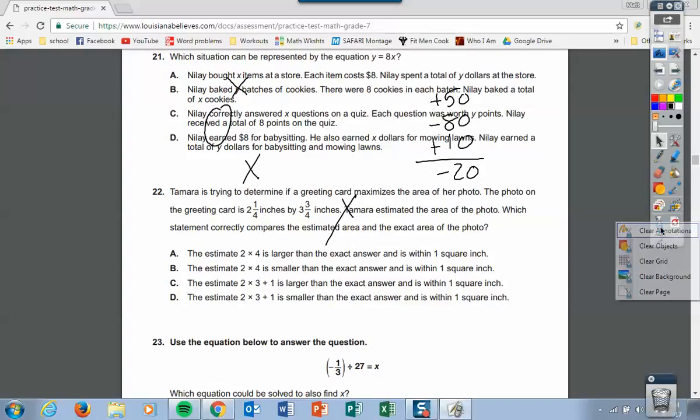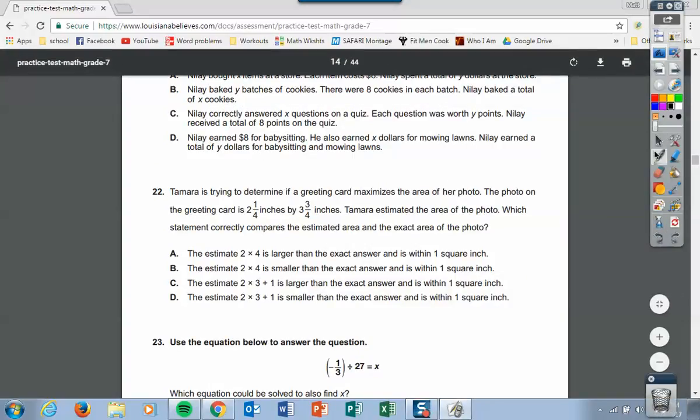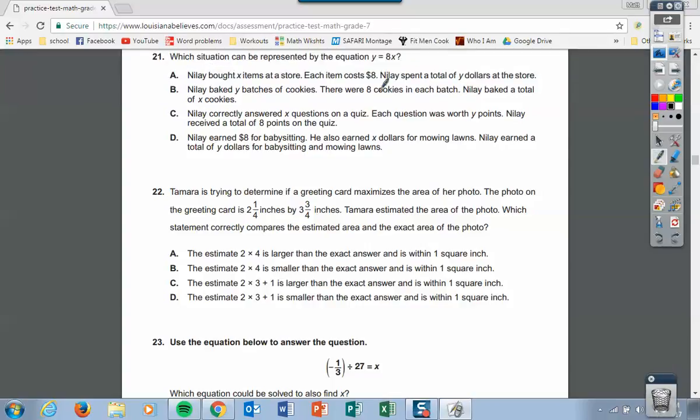Which situation can be represented by the equation y equals 8x? I've got a constant rate of 8. So she bought x items at a store. Each item has a constant rate of $8. She spent a total of y dollars at the store. Well, that's good. Let's make sure the rest of them don't work.